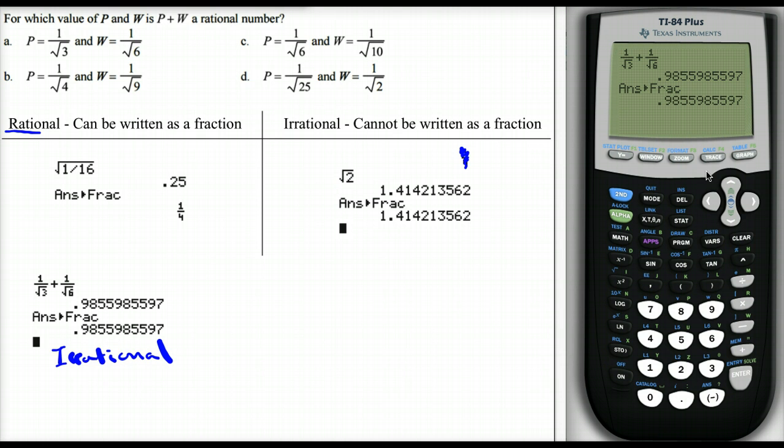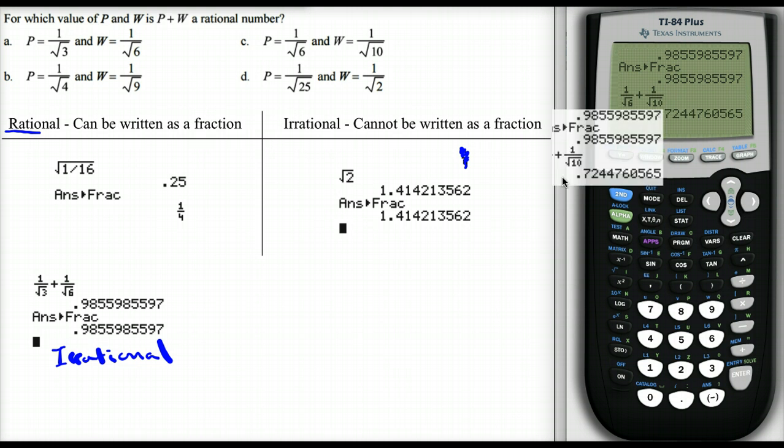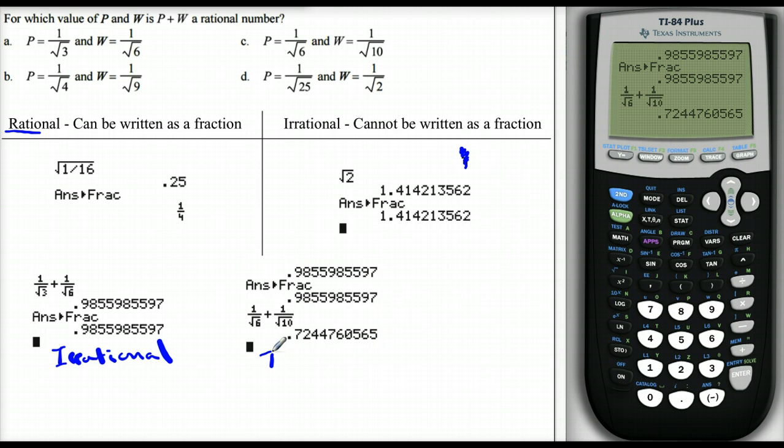That one's irrational. Next up, I might try C. So I'm just going to go back here, grab it, and change it around. It's 1 over radical 6 plus 1 over radical 10. I should have said that earlier, okay. And this one is also irrational. Pen's working weird today. Okay, that's all right.